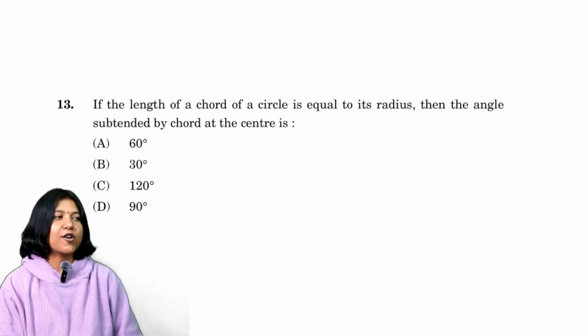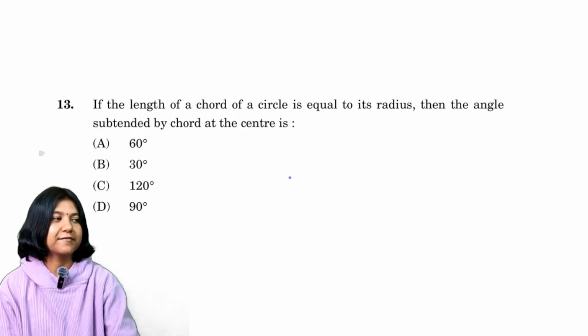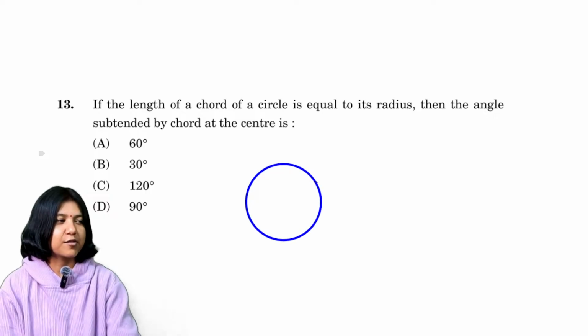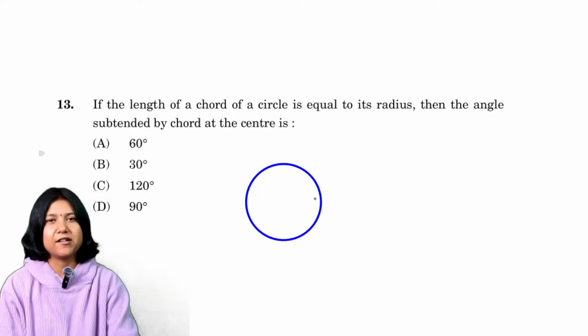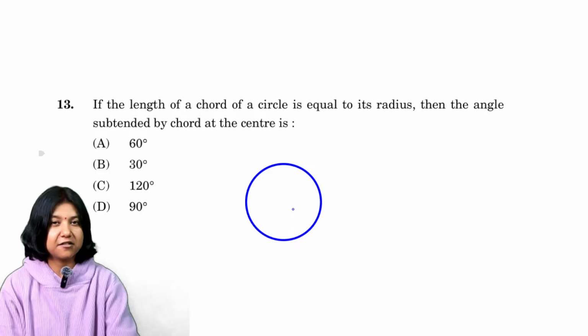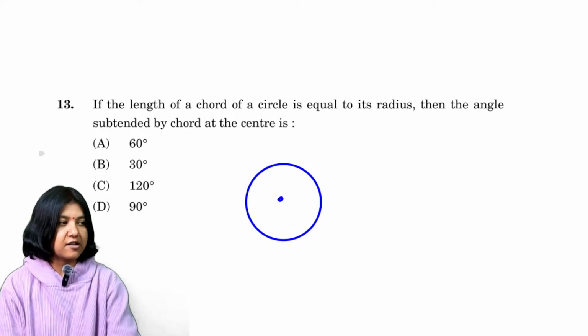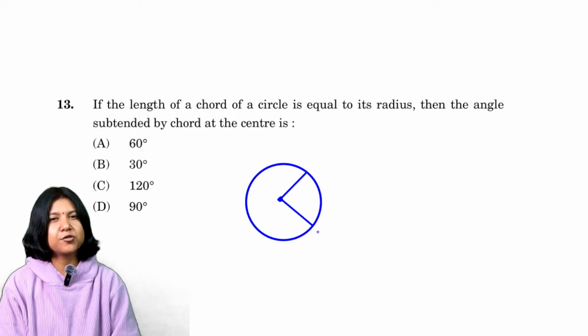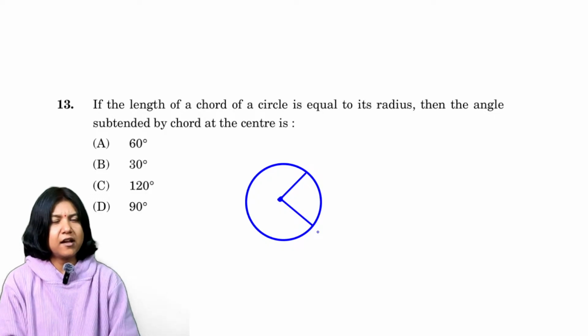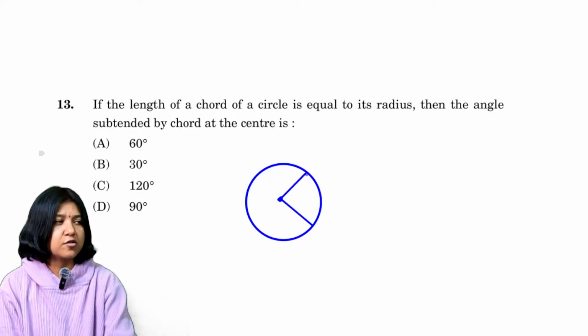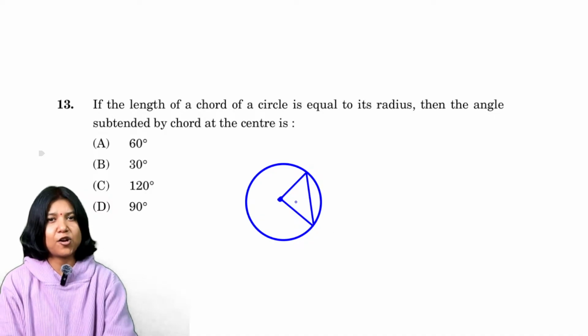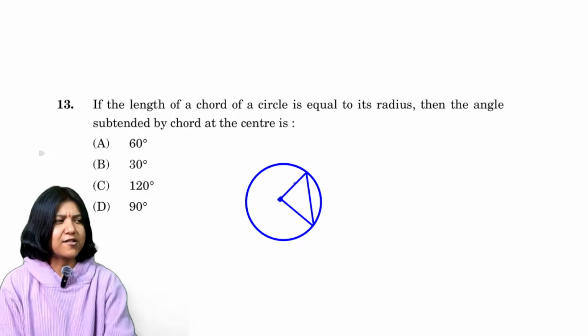The length of a chord is equal to its radius. What happens in this scenario when the chord is equal to the radius? You have to understand the kind of triangle it forms. So if this is the center, the two radii are always equal. So in a circle, if you consider a triangle made by two radii, it's always isosceles. And now when the chord joining the 2 points is also equal, then what kind of triangle do we get? It is always equilateral. So there is no doubt about that. All the sides are equal.